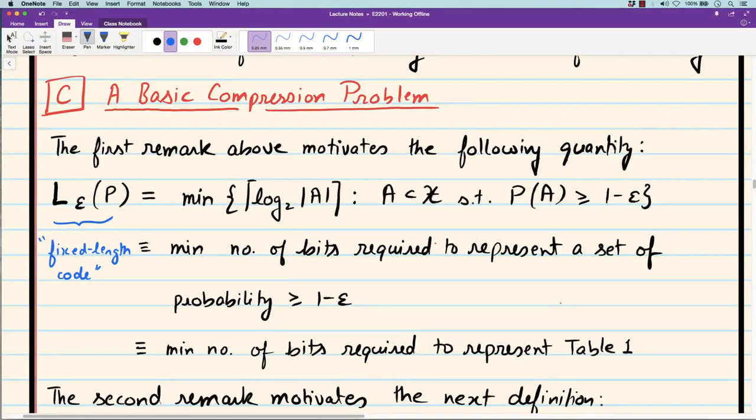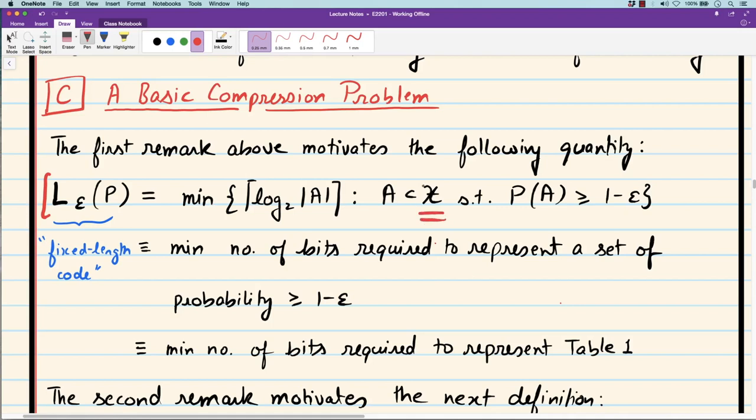Now that we have seen enough examples for compression, it is time to come up with some mathematically sound definitions of minimum limits of compression. So we will present two different definitions. The first one here tries to capture the minimum number of bits required to represent almost all symbols from this set calligraphic X.